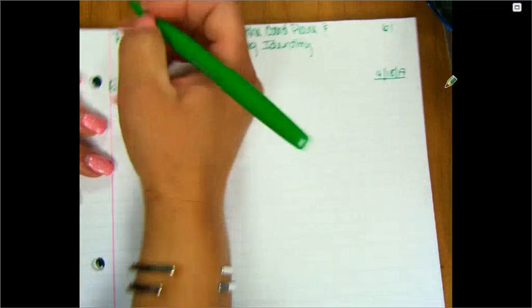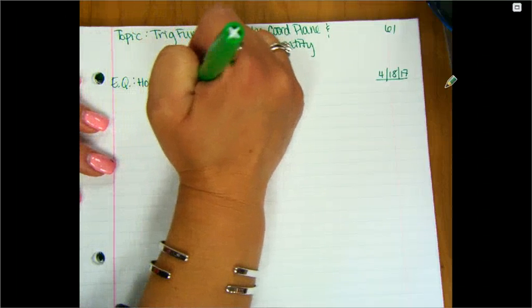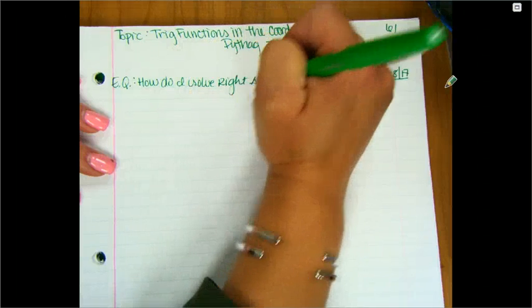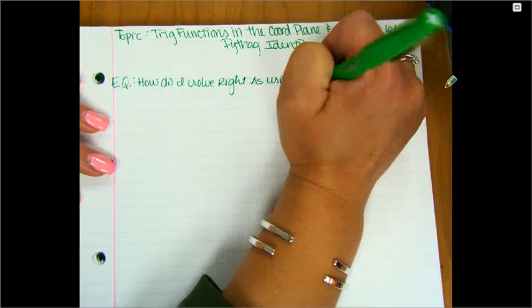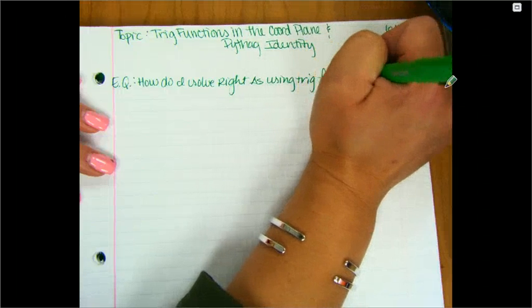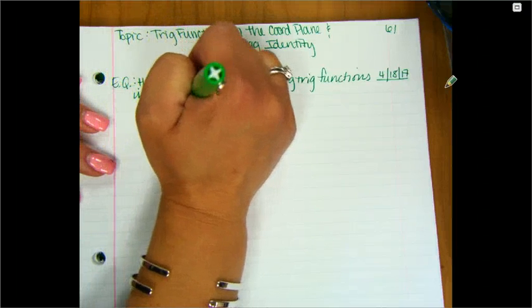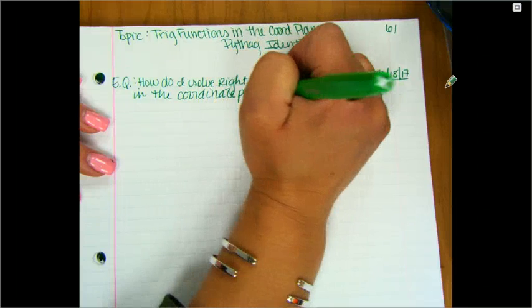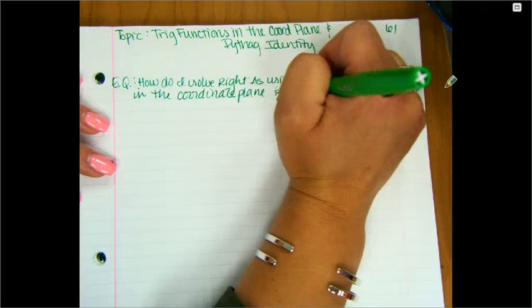Alright, our central question is, how do I solve right triangles using trig functions in the coordinate plane and the Pythag identity. Oh, Pythag identity, sorry.